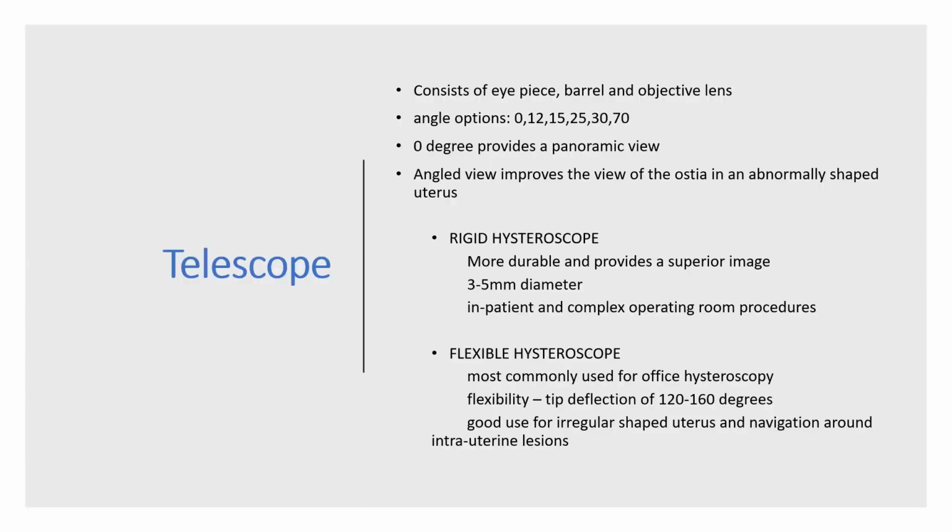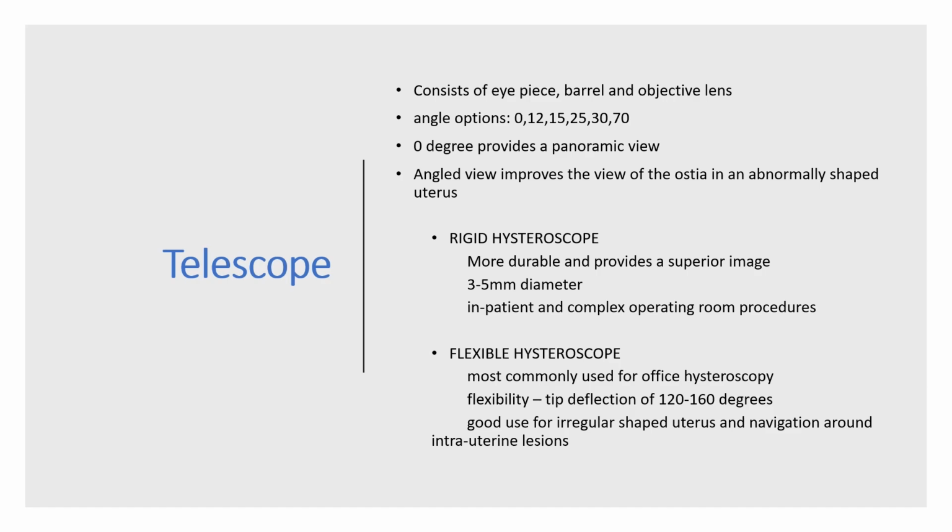A 0 degree would give you a very good panoramic view, but angled views are very important. That is the 30 and 12 degree for viewing the ostia, especially in abnormally shaped or positioned uteruses.